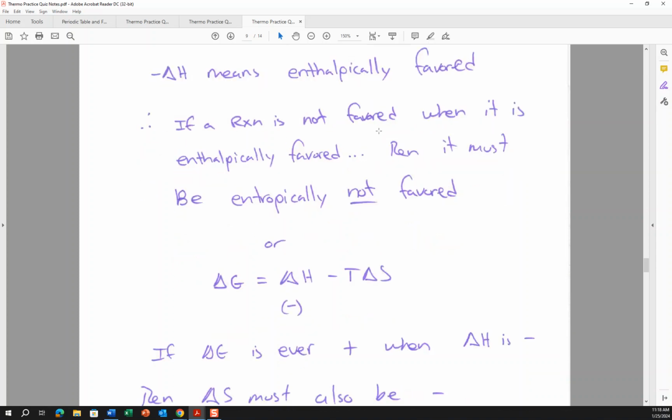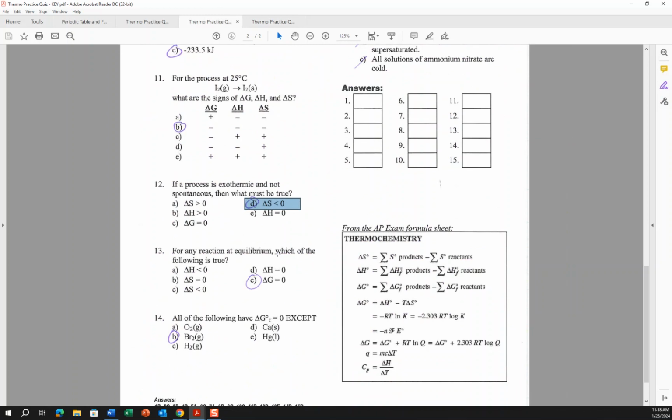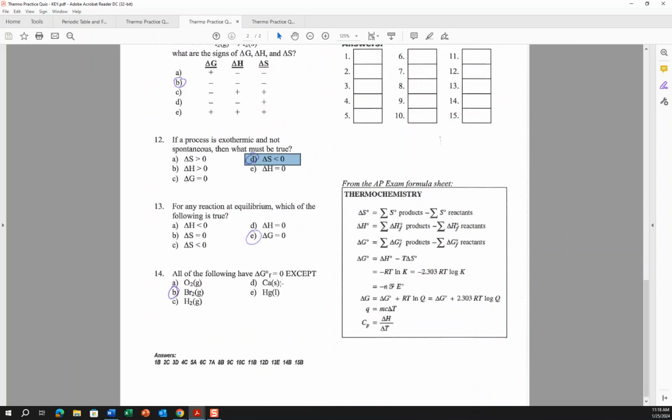All right, so for any reaction at equilibrium, which of the following is true: delta G is 0, okay? K equals Q, the equilibrium constant is 1, delta G is 0, and cell potential would also be 0 if you needed to know anything about that, right? All the following have delta G's of formation of 0 except. So elements have delta G's of formation of 0 as long as they're in their correct state of matter at standard conditions.